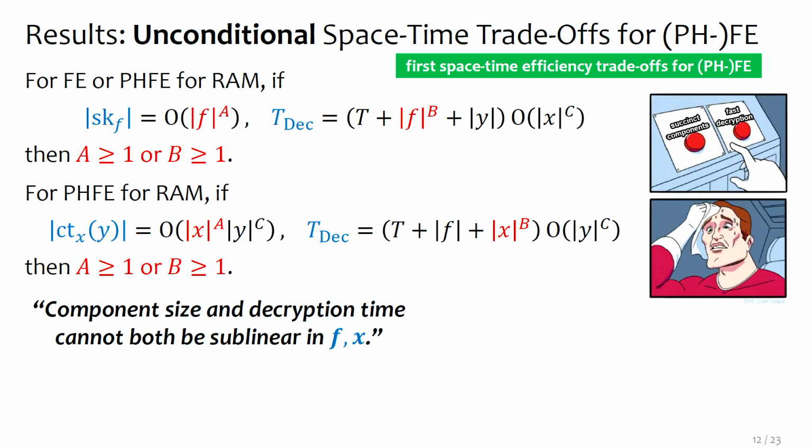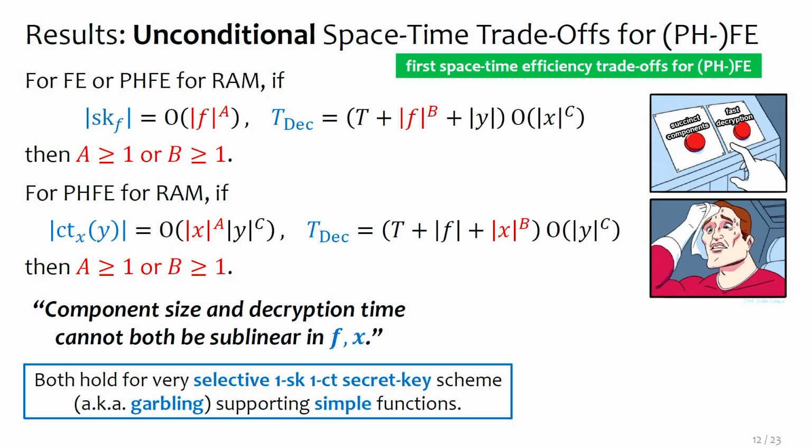And this just tells us that component size and decryption time cannot both be sublinear in f and x. And this result actually holds for a very selective one-key, one-ciphertext secret key scheme or garbling. And the functionality used to prove these lower bounds is really simple, so it's a very strong result.